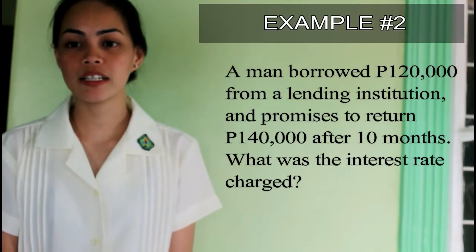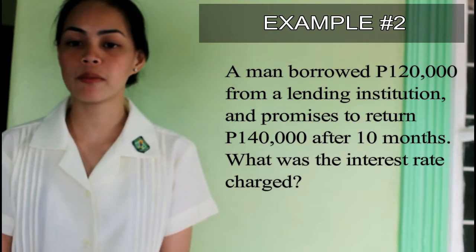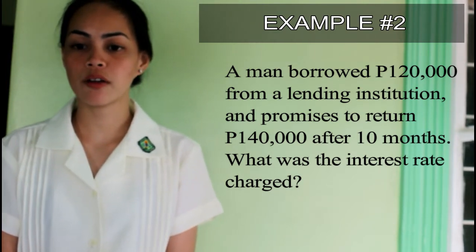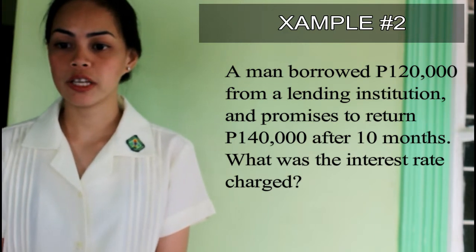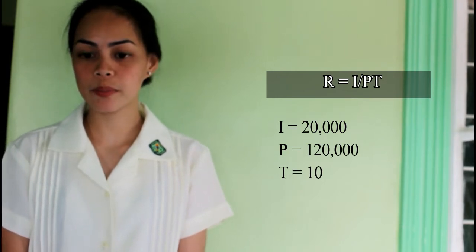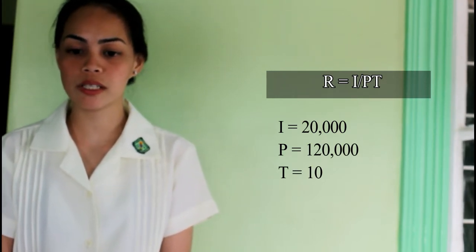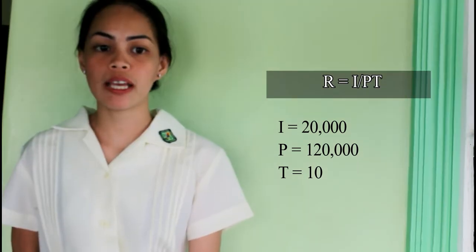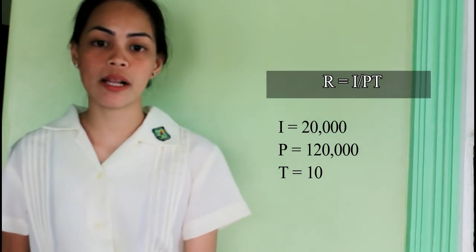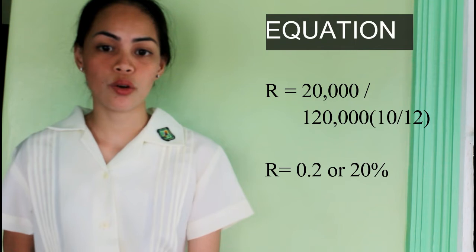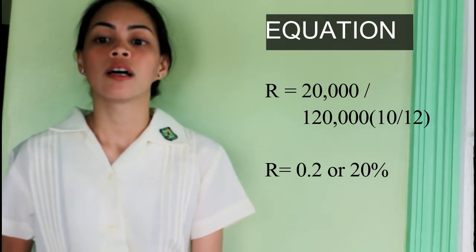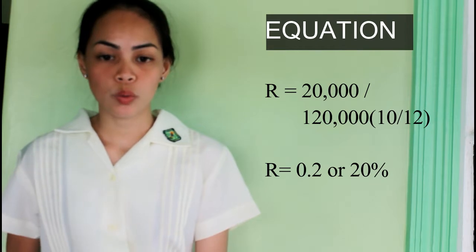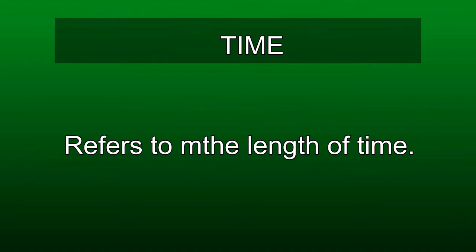A man borrowed 120,000 from a lending institution and promises to return 140,000 after 10 months. What was the interest rate charged? The interest is equal to 20,000. The principal is 120,000 and the time is the equivalent of the 10 months. To find the rate, the formula is rate is equal to interest over principal times time. 20,000 over 120,000 times 10 over 12 is equal to 0.2 or 20%. Time refers to the length of time.